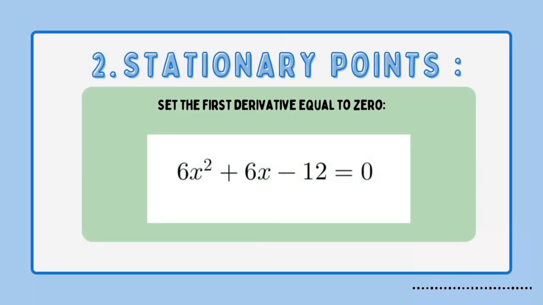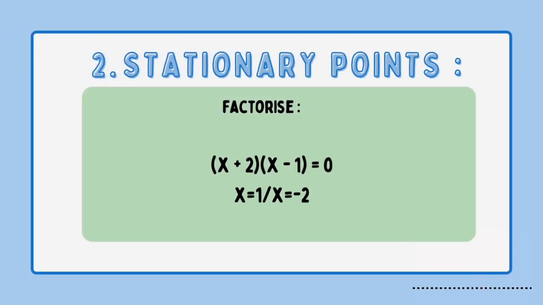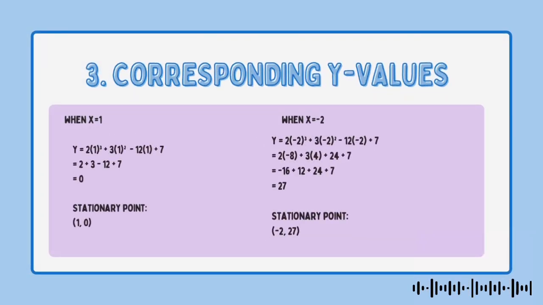Next, we set the first derivative equal to 0 in order to find the stationary points. So, we solve the equation 6x squared plus 6x minus 12 equals 0. Then, we simplify the equation by dividing everything by 6, which gives us x squared plus x minus 2 equals 0. After that, we solve the quadratic equation and obtain two values of x, which are x equals 1 and x equals negative 2. Then, we substitute these values back into the original equation to find the corresponding y values.